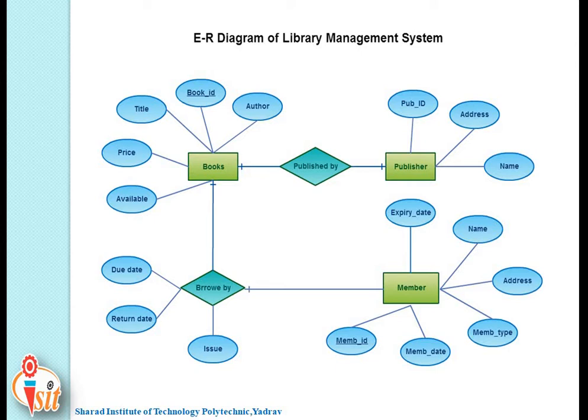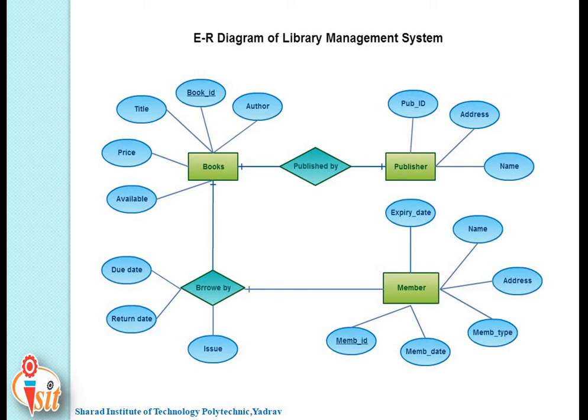The main entities of the library management system are books, publisher, member and so on. In this diagram of the library management system, which are the entities and their attributes? As I told you, there are three main entities in this diagram: book, publisher and member. You can call it student, and there are various attributes related to those entities.